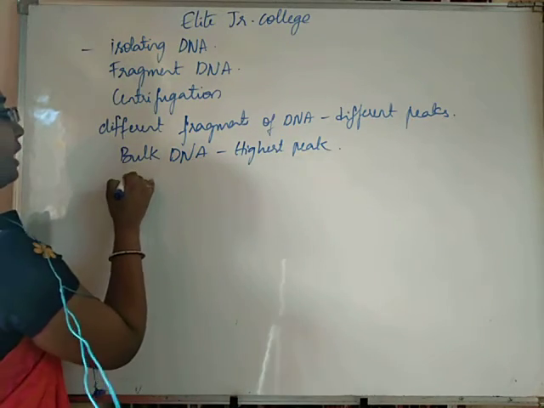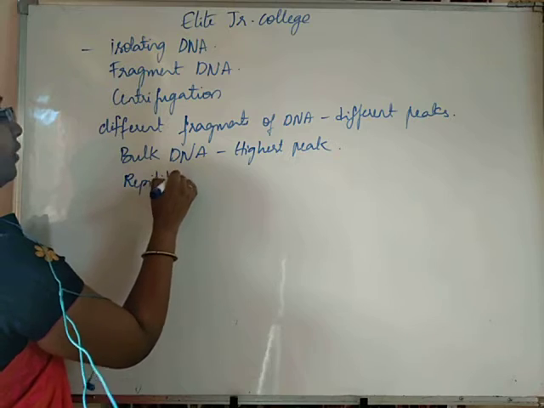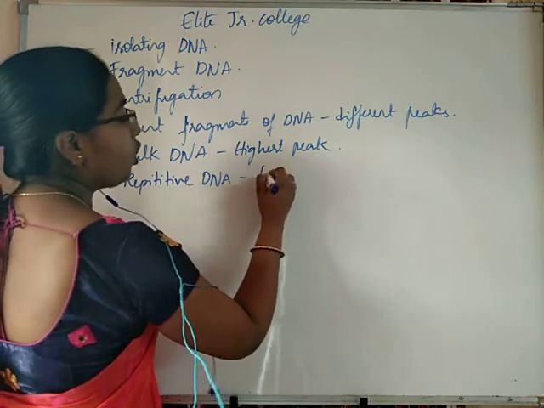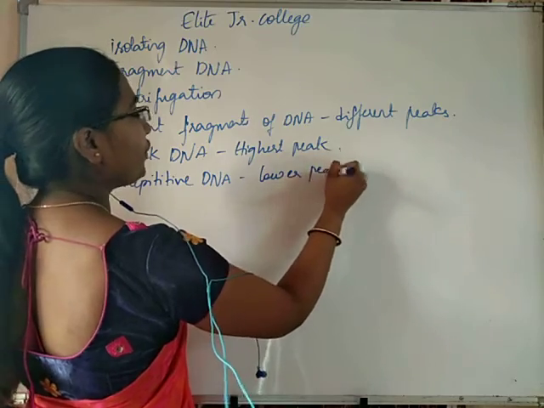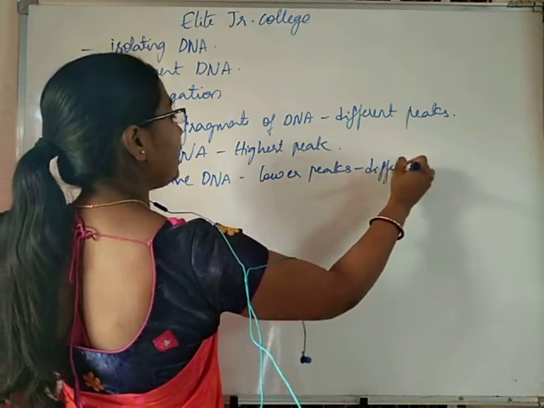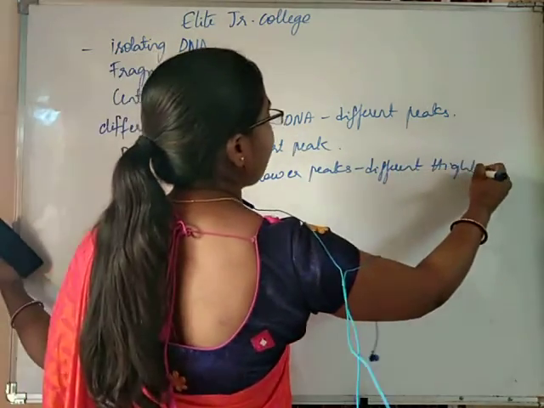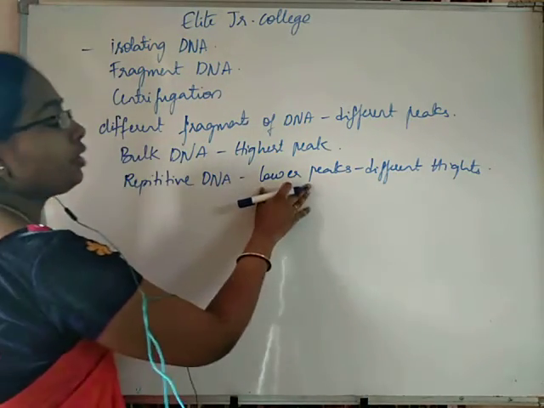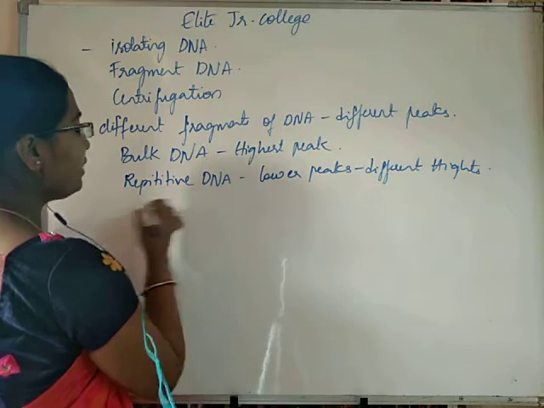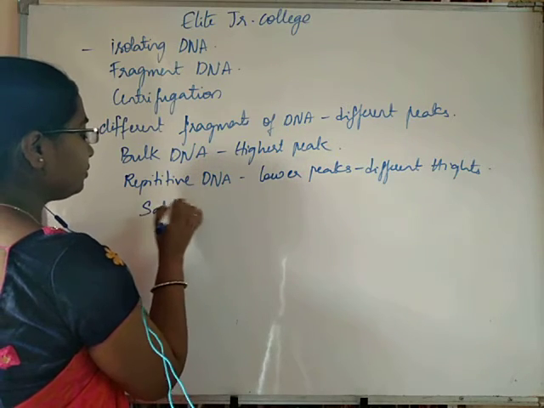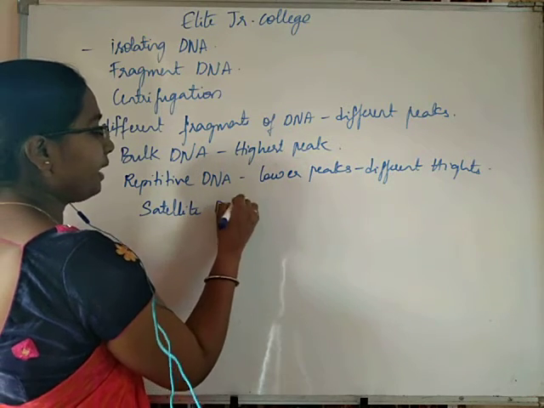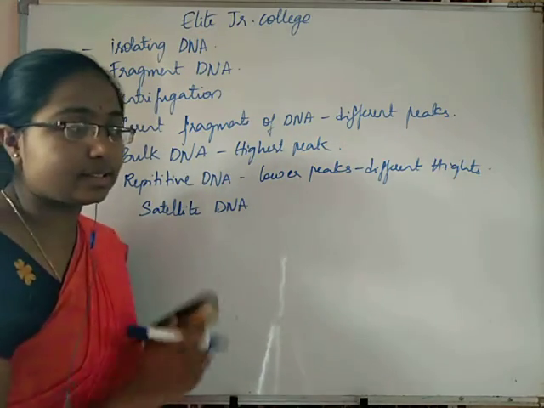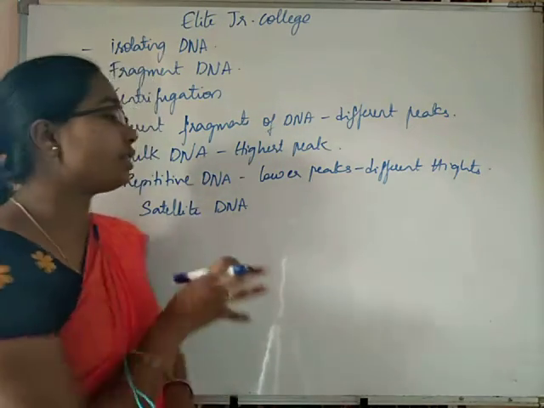Whereas our repetitive DNA is going to show lower peaks of different heights. Students, this repetitive DNA with lower peaks of different heights is called satellite DNA. So, this satellite DNA is our basis. Entire DNA fingerprinting is based on this satellite DNA.